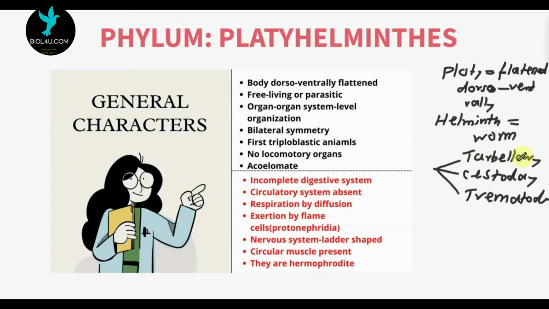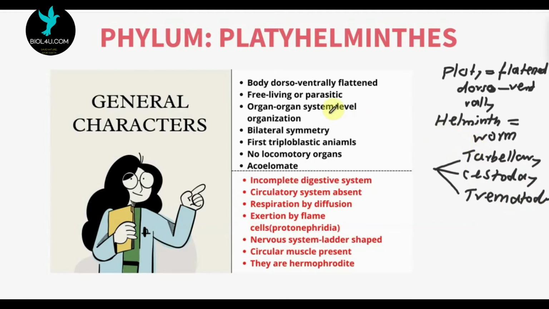You can see the Turbellarian animal. An example for the Turbellaria is Planaria. An example for the Cestoda is Taenia, or the tapeworm, and an example for the Trematoda is Fasciola, or the liver fluke. Okay, so it may be free living or it may be parasitic. Both free living and parasitic forms can be found in this phylum Platyhelminthes.